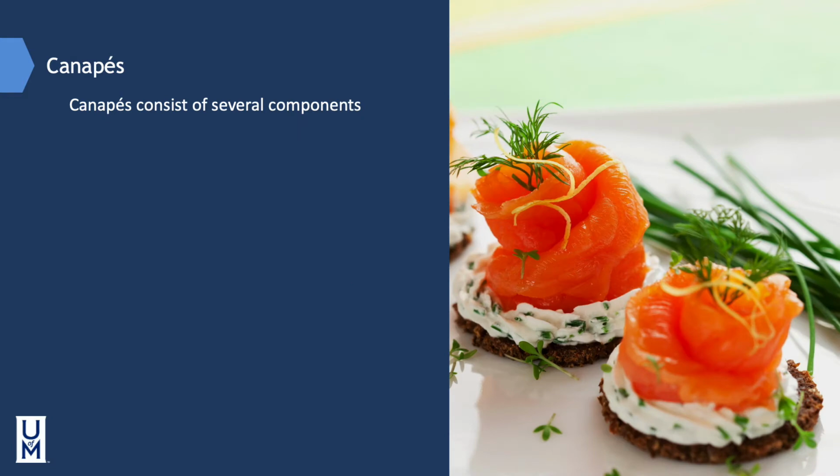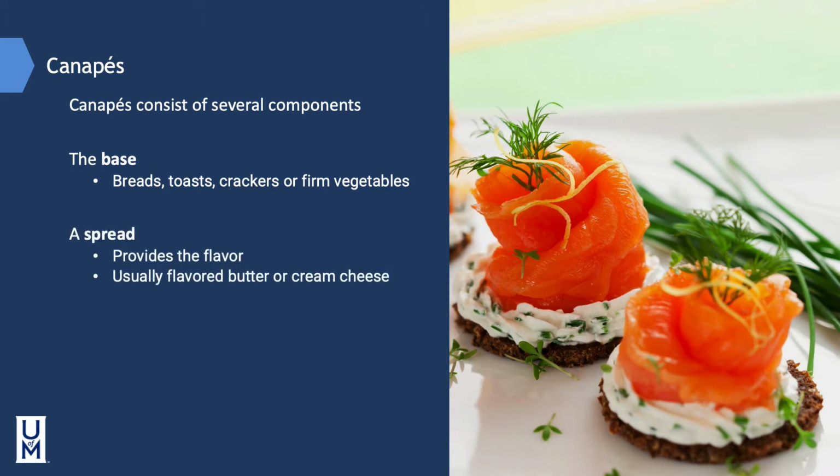Canapés consist of several components. The base is made of either breads or toasts, crackers, or firm vegetables. It could also be little small pancakes called bellinis. It could be a round of cucumber. A spread, which provides the flavor, usually a flavored butter or cream cheese, something that's going to act in contrast to the base. If the base has a crispiness, you want a spread that's going to have a smooth creaminess.